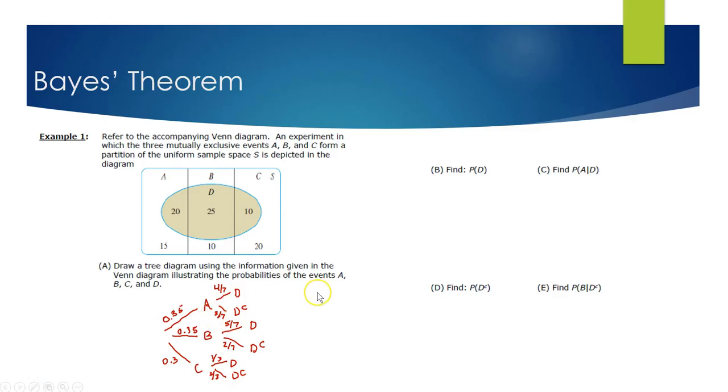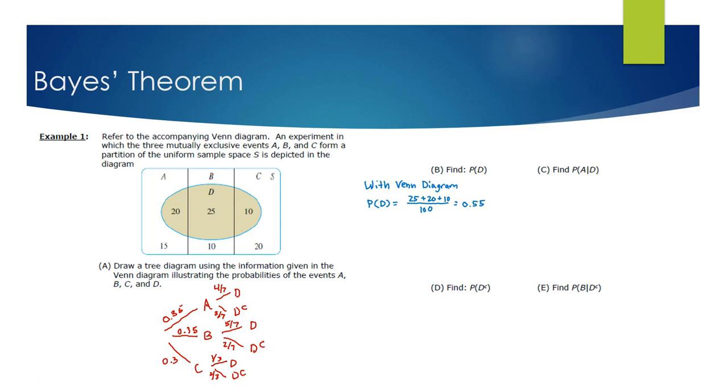If I was looking at the diagram, I could see, well, what's the probability of something being in D? Well, I could see that 20 plus 25 plus 10, or 55, is in D, and that I have 100 in total. So basically, if I look at the diagram, I could just add those numbers that are in D and take it out of the total number that's in this entire set, and I would get 0.55.